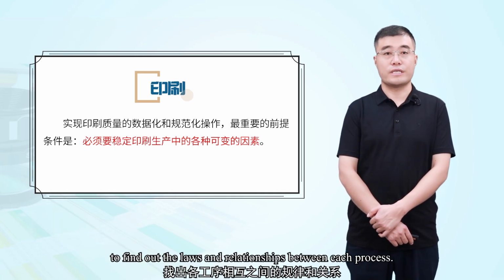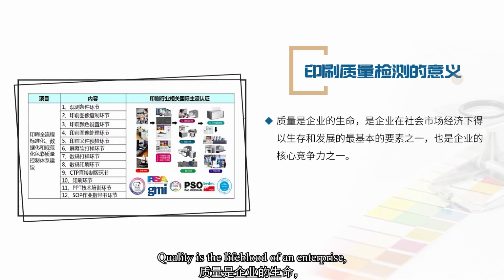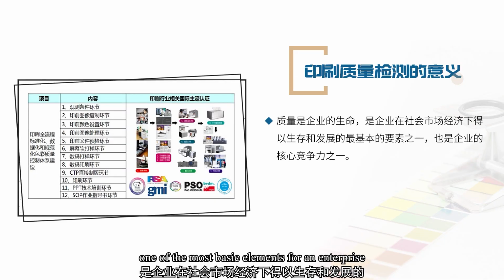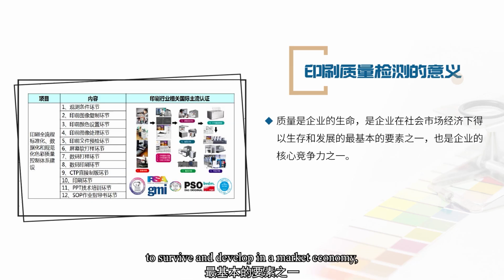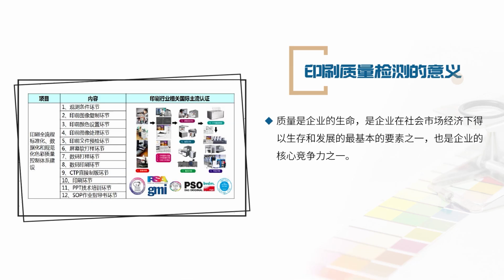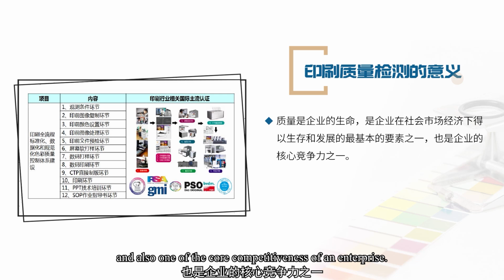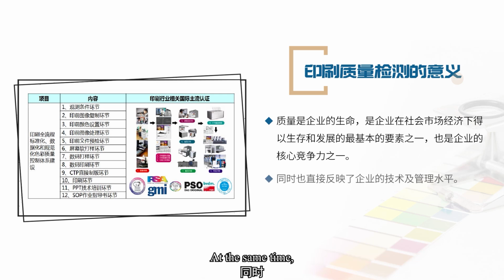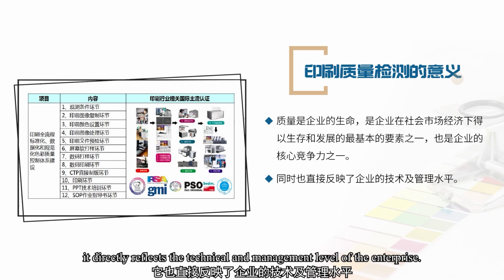relationships between each process. Quality is the lifeblood of an enterprise, one of the most basic elements for an enterprise to survive and develop in a market economy, and also one of the core competitiveness of an enterprise. At the same time, it directly reflects the technical and management level of the enterprise.